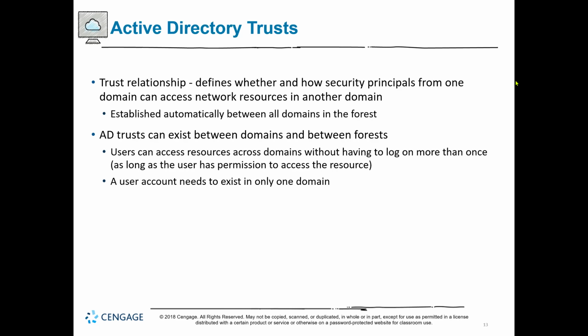Active Directory trusts. So remember we were talking about trust relationships? A trust relationship defines whether and how security principals from one domain can access network resources in another domain. This is established automatically between all domains in the forest. AD trusts can exist between domains and between forests. Users can access resources across domains without having to log on more than once, as long as the user has permission to access that resource. A user account needs to exist in only one domain.